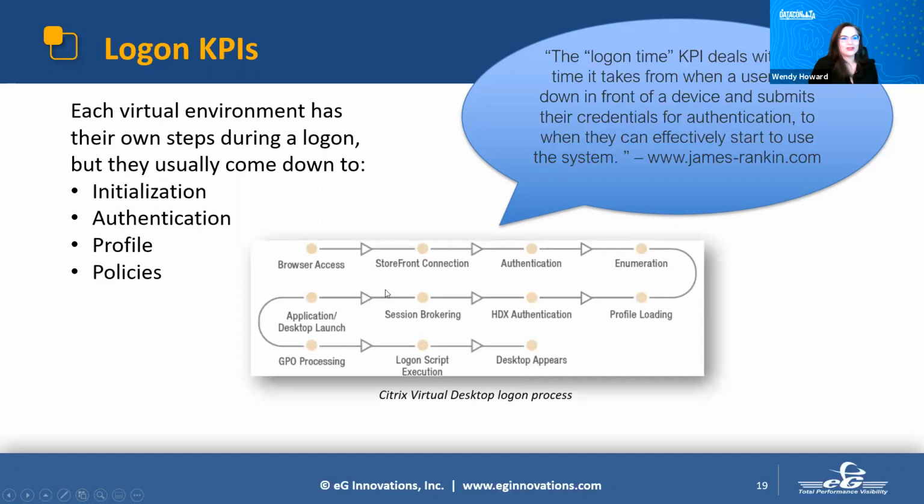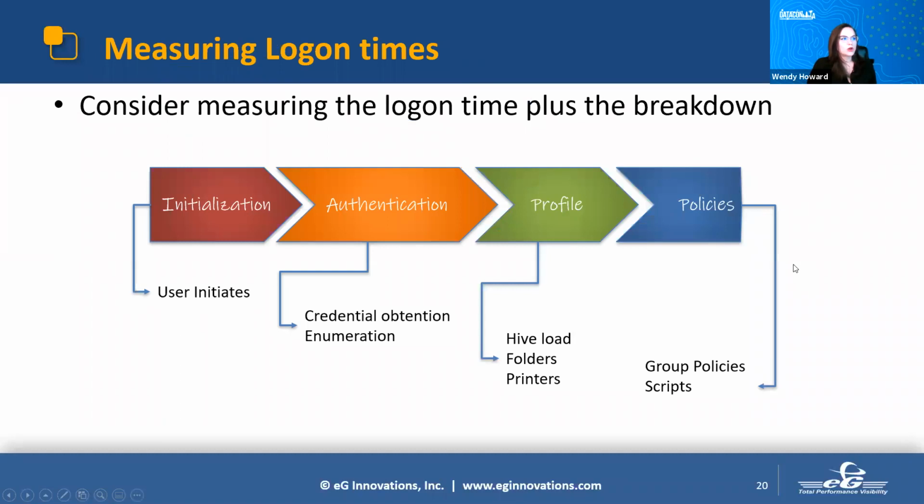But there's a bunch of steps along the way. This is an example of the Citrix Logon process broken down into a dozen different steps. But to generalize it again, we've got the 4 phases: initialization, authentication, profile loads, and policies. When you start looking at user experience or user logins, the best thing to do is gather metrics for that start to finish, and then find ways to get metrics for each of these phases. Because what you're going to find is one of these takes longer, and that's where you would start to improve your user logon times.